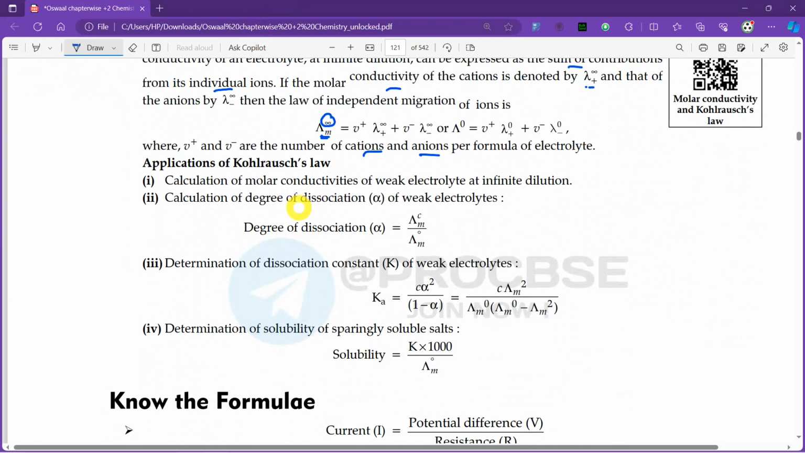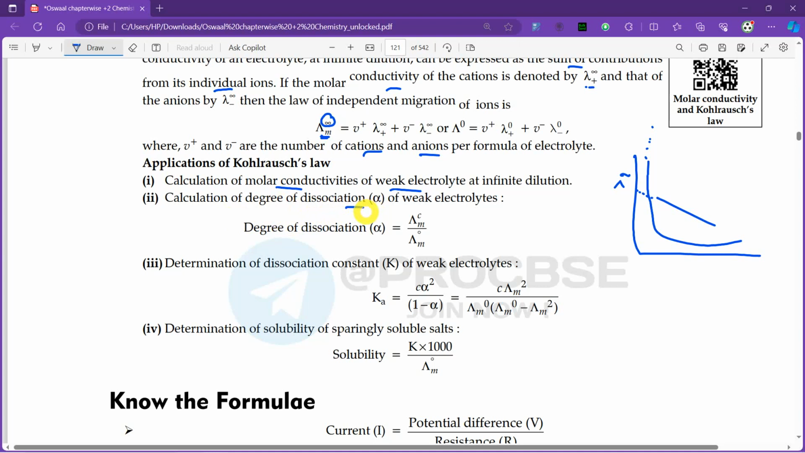Then where do we apply this law? In the calculation of molar conductivities of weak electrolytes. Because you know that for strong electrolytes the graph will be a straight line, and by extrapolating the graph we can find the limiting molar conductivity. But in the case of weak electrolytes, the curve will be like this, so we cannot extrapolate it and cannot find the limiting molar conductivity. Further, the Kohlrausch law is used here. Okay? And also for the calculation of alpha.